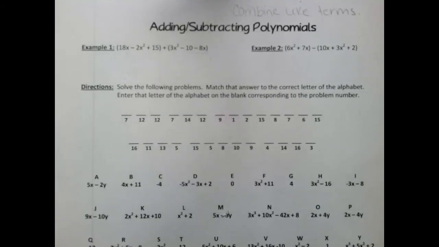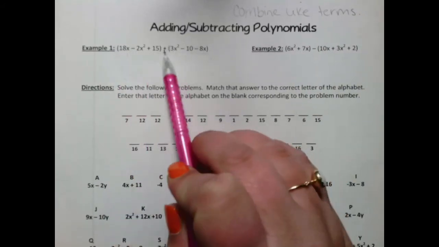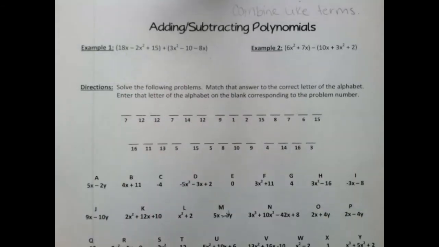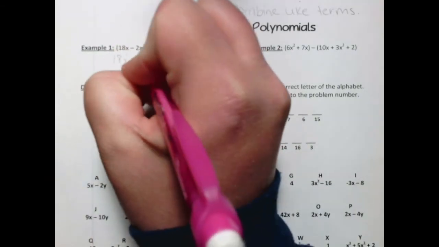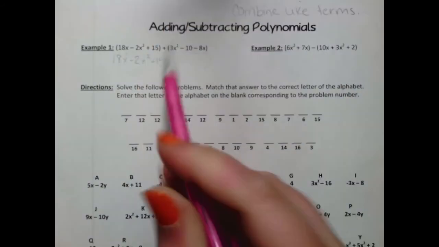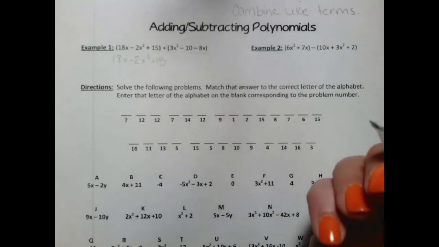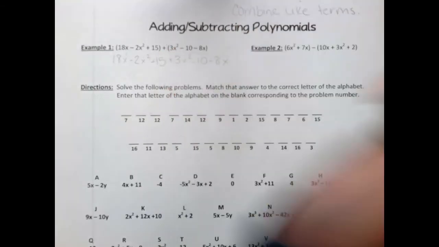We are also going to be adding and subtracting polynomials today, so all you're doing when you're adding and subtracting polynomials is you are combining like terms. So when we look at example 1, I have 18x minus 2x squared plus 15, and then plus 3x squared minus 10 minus 8x. So first thing I want to do is get rid of this parenthesis. So I'm going to rewrite this. So in this first one, I'm just going to rewrite 18x minus 2x squared plus 15. And then I'm distributing this plus 1, but everything's going to stay the same because anything times positive 1 is itself. So plus 3x squared minus 10 minus 8x.